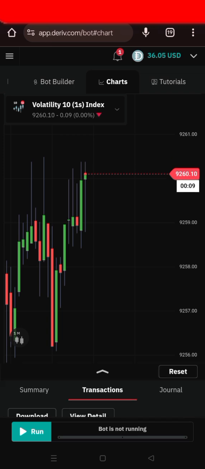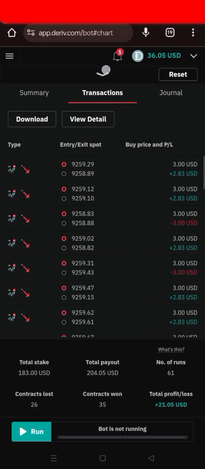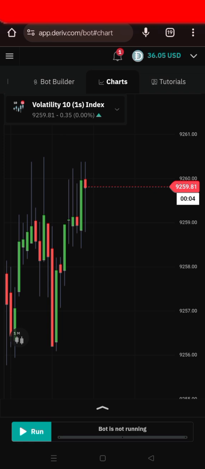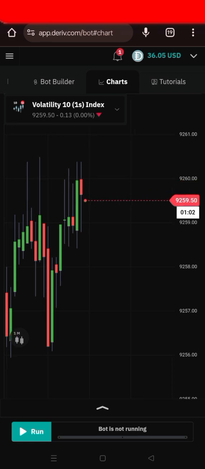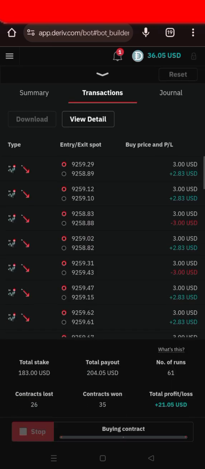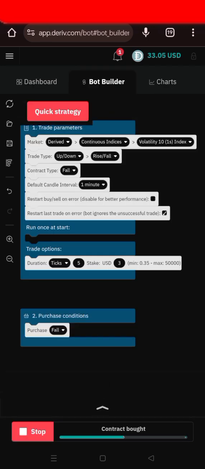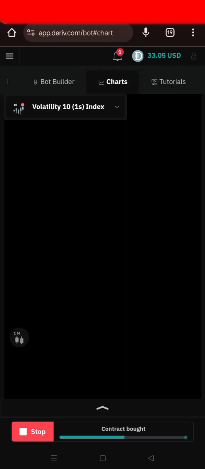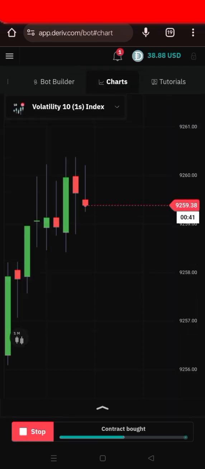So I was trading the rise market, and currently I want to change. I've seen now it's moving on a fall market, so I've just changed it to trade fall. So I'm waiting for a target, and then I press the run button. So you can see it's on a fall market trading 5 ticks. So I run that market, go to the charts. You can see the candlestick is now moving on the downside.